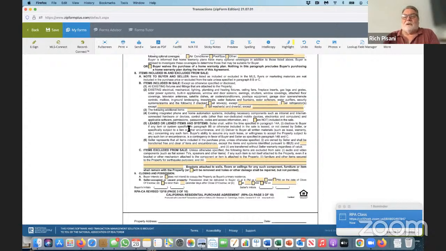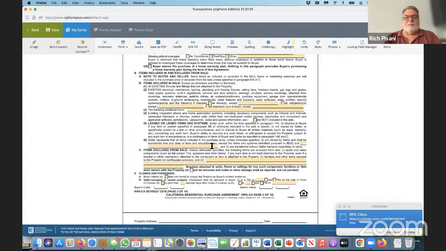Leased or liened items are very important. We need to know if there are solar panels or a water softener or whatever it is, whether it's leased or there's a lien on the property. Need to know about that.